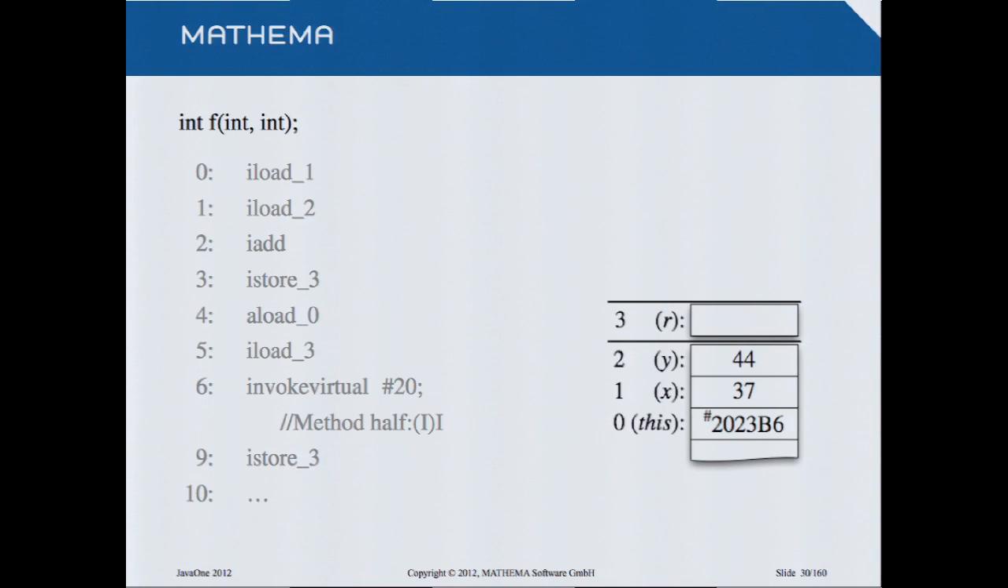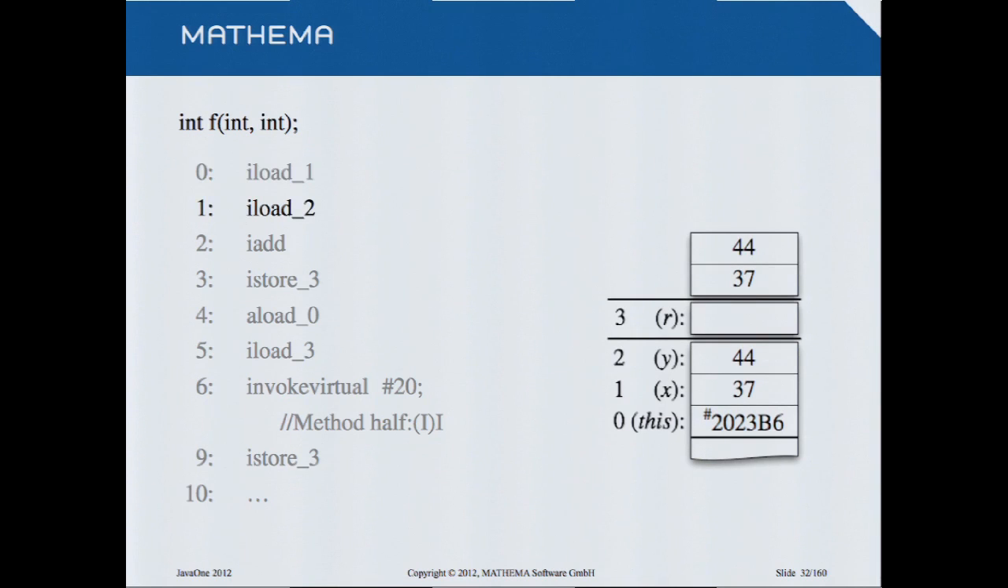Okay, so let's start. First we load the value at position 1. So the 37 is on top of the stack. Then we load the second element, which is the 44. Then we add both, and you see both elements have been removed, and the result from the add function is on top of the stack. Then we store this element at position 3, so we can read it later.